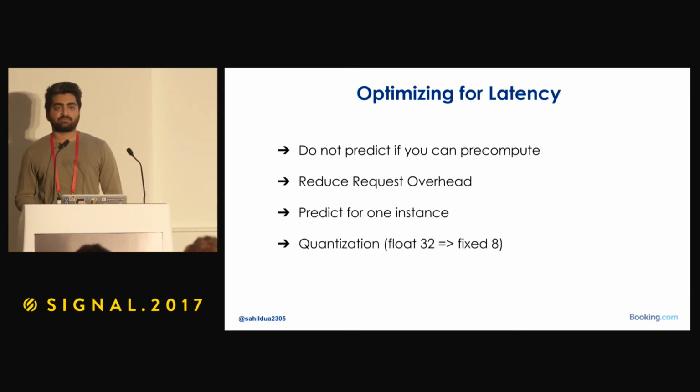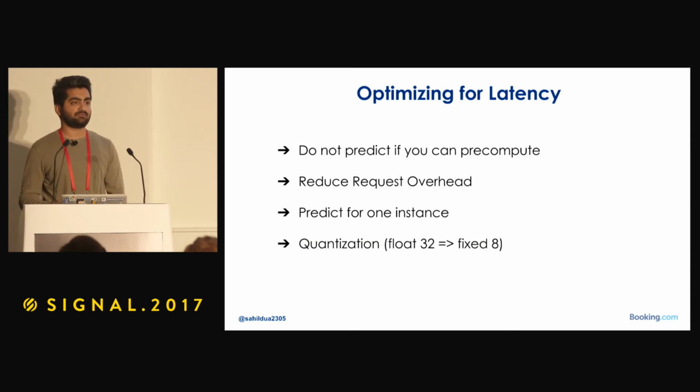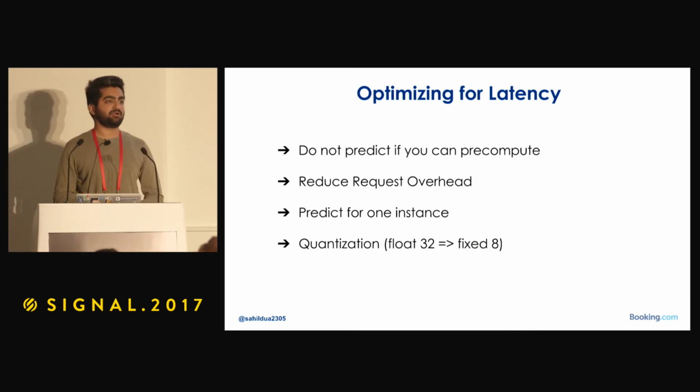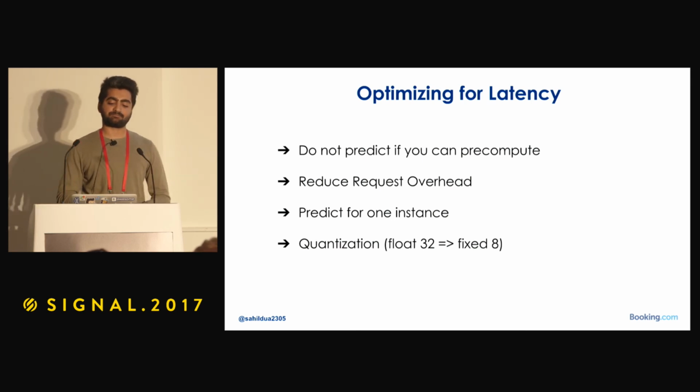And then there are some other things like quantization. You may want to lower the precision of your input features from, let's say, float 32 to fixed 8-bit value. How that helps is that now you're able to store 4 times more data in your processor. That means your CPU is now going to be able to compute things faster. So that means you serve your predictions faster than before.